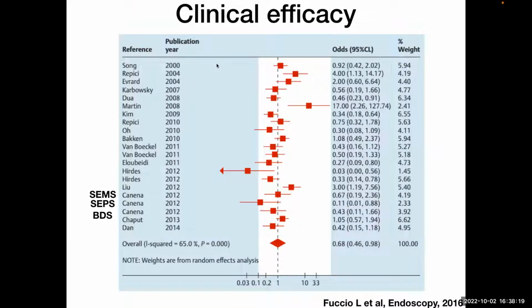So these are the meta-analyses of different stents, that is next is SEMS, and different stents in which there can be fully covered SEMS, then partially covered SEMS, and self-expandable plastic stents and biodegradable stents. And as you can see in the meta-analysis regarding the clinical efficacy, in the study by Canena, they have used all three types of stents. And in the same study, they have shown that the highest clinical efficacy was with the SEMS, followed by biodegradable stent, and least with the self-expandable plastic stent.